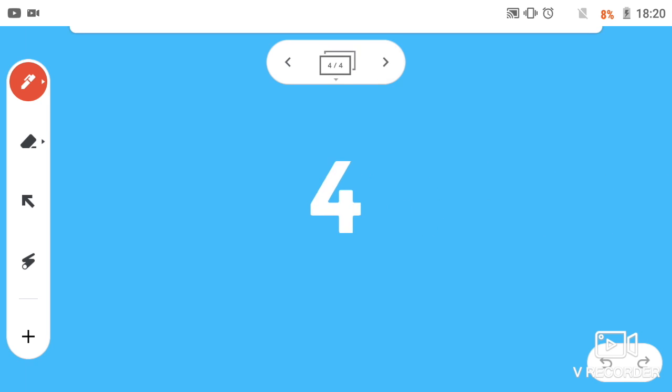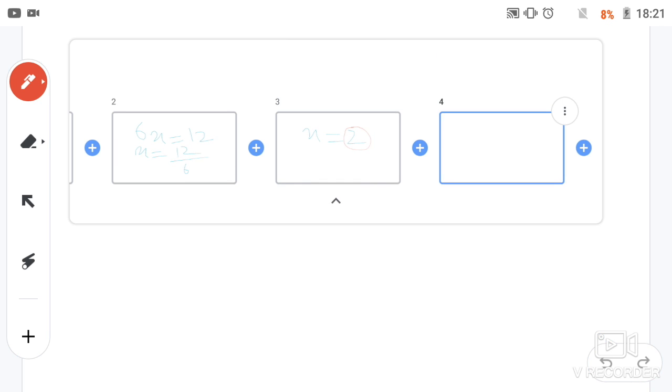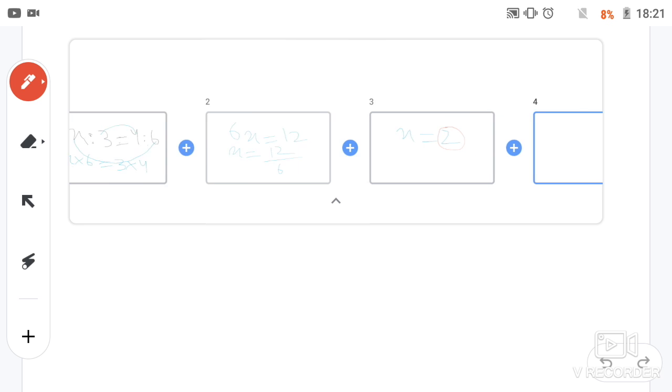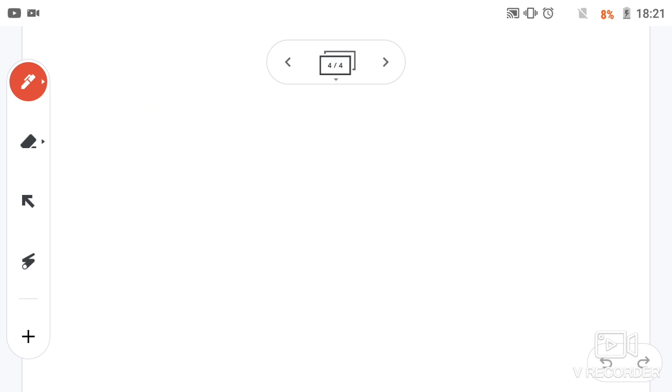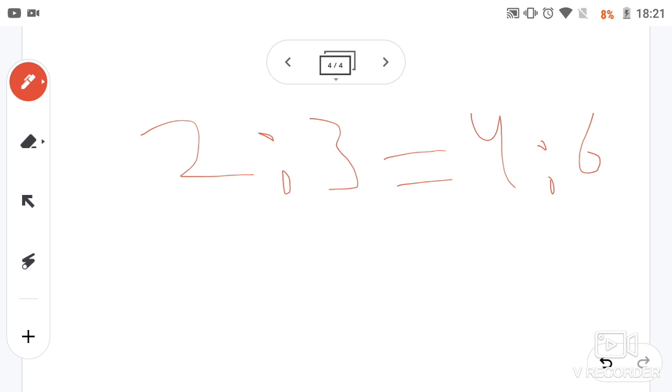We had the equation 6x. No, sorry. We had the equation x ratio 3 is equal to 4 ratio 6. So 2 ratio 3 is equal to 4 ratio 6. This 2 is x, since we found that x is equal to 2.